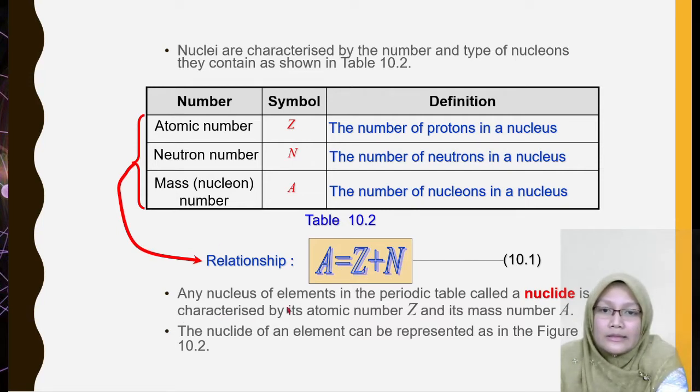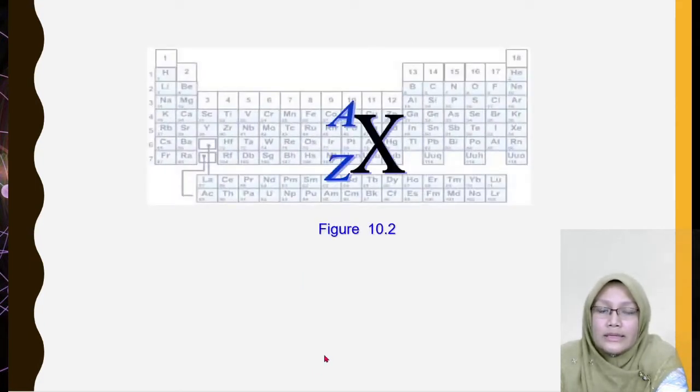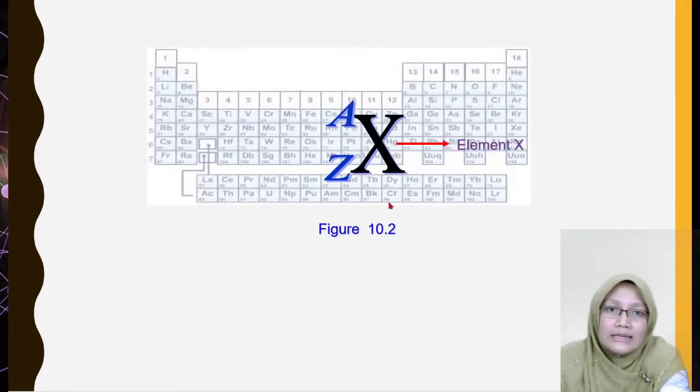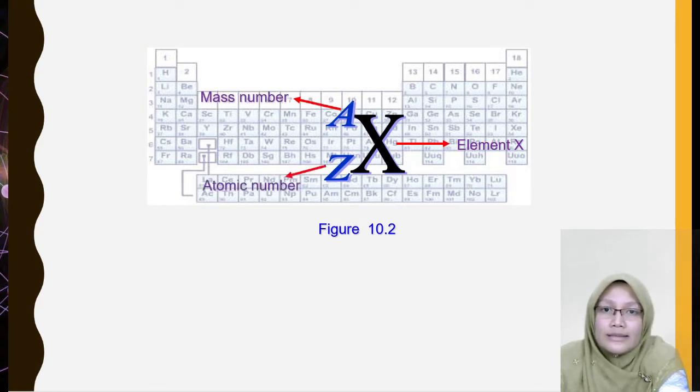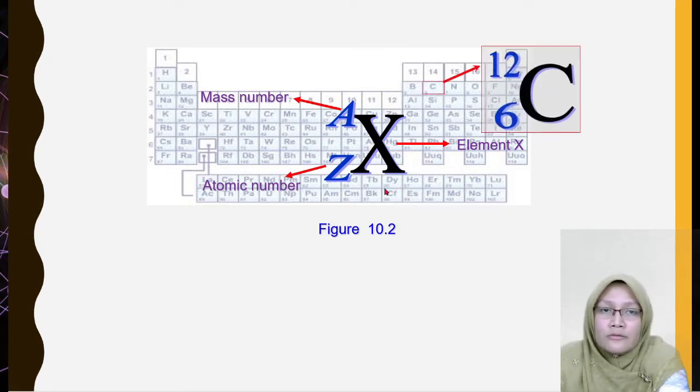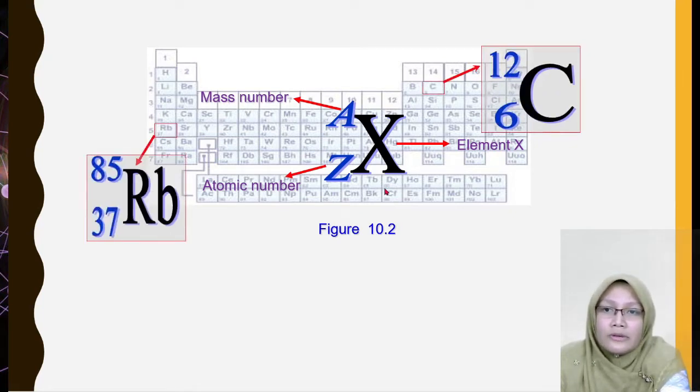Any nucleus of an element in the periodic table is called a nuclide. We can see this as element X. A is the mass number or nucleon number, while Z is the atomic number or proton number. For example, carbon 12 and rubidium 85.